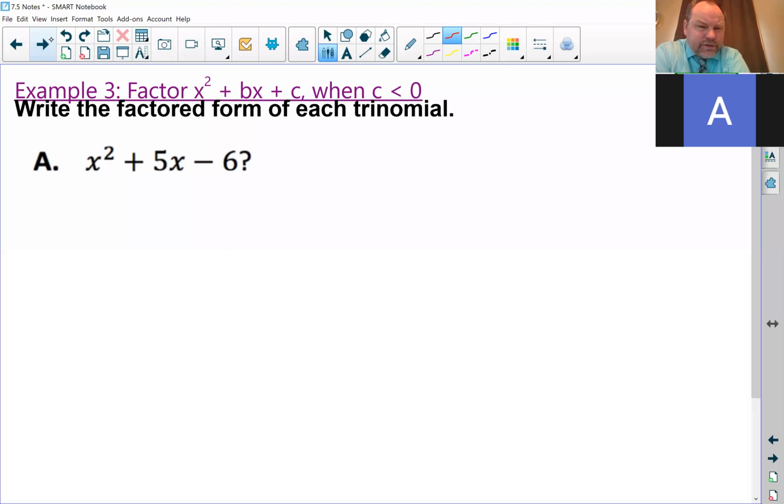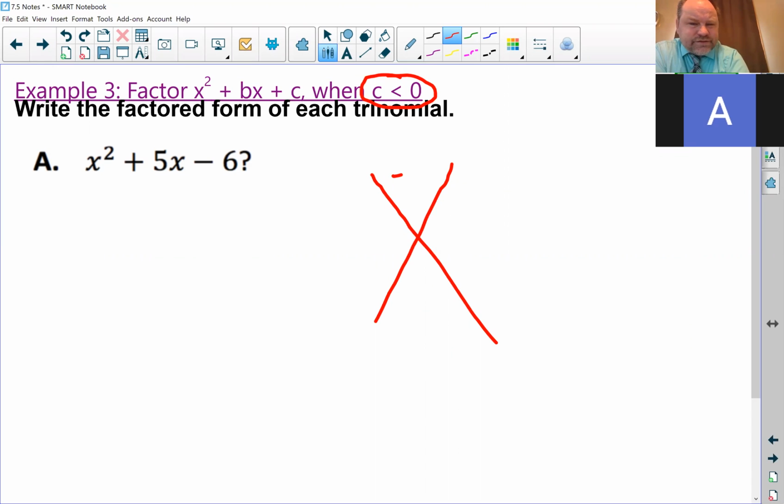All right. Now we're going to look at what happens when C is negative. So here, the idea is still the same. We want to multiply to -6 and add to +5. So now we know that one number has to be positive, the other one has to be negative. And in this case, because it has to add to a positive value, our larger number has to be positive.